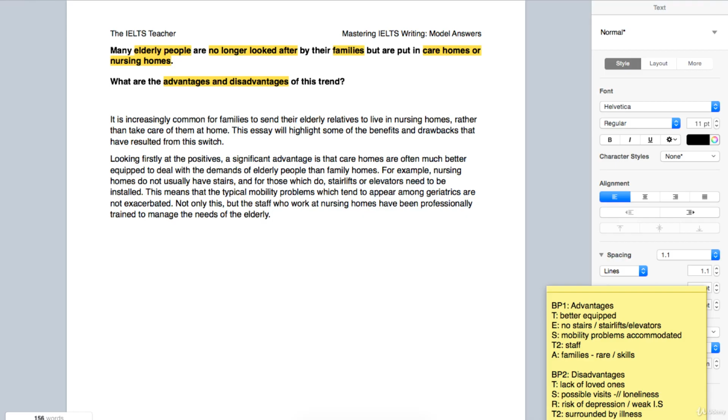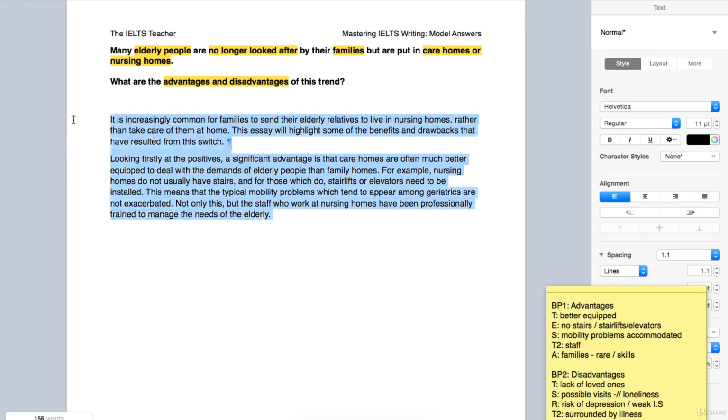Okay, now you'll notice that I don't use anything like many staff or often or tend to. It's because it's not really necessary here. If you work at a nursing home, at least in the UK, you have to have been professionally trained. So we don't need to change it there. So not only this, but the staff who work at nursing homes have been professionally trained to manage the needs of the elderly. The last little point I want to make is about families.